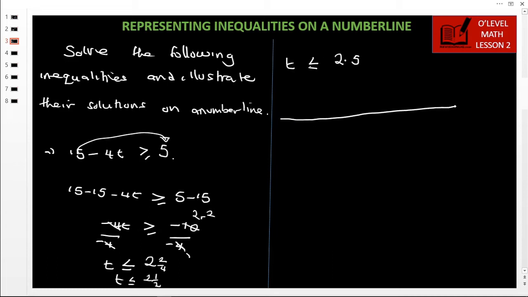So on a number line, we are going to have a 0, then this is negative 1, then negative infinity, and then we have a 1, we have a 2, then we have a 3, we have a 4.